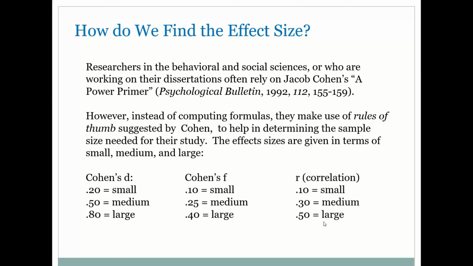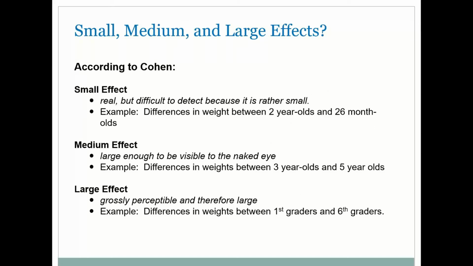Okay. So the next question would be, oh my gosh, what exactly is small, medium, and large then, right, for our effects? Well, according to Cohen, a small effect is real, but it's difficult to detect because it's rather small. So I have here that it might be the differences in weight between 2-year-olds and 26-month-olds, right? There's only 2 months difference. You're not going to see much of a difference. Okay, so you're going to have a small effect.